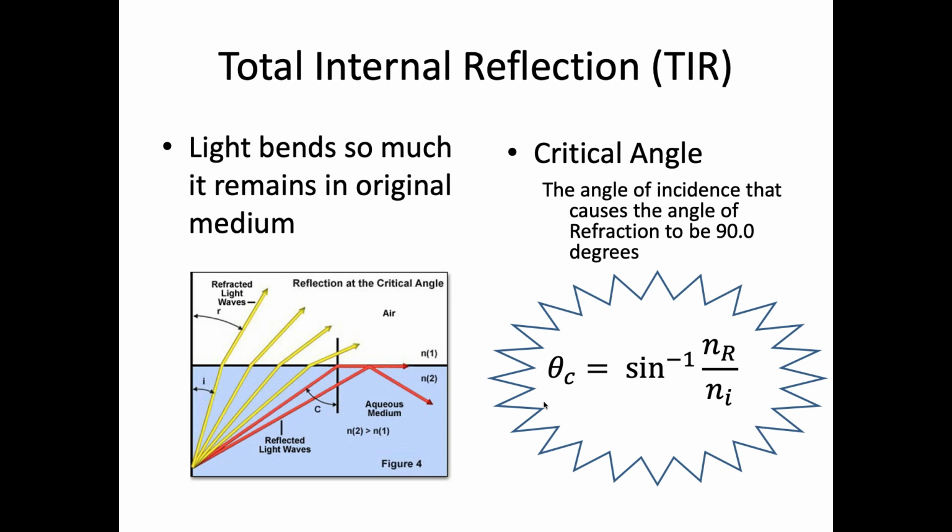Total internal reflection is actually part of the reason why a diamond is as bright and shiny as it is, because light actually gets trapped inside that diamond.